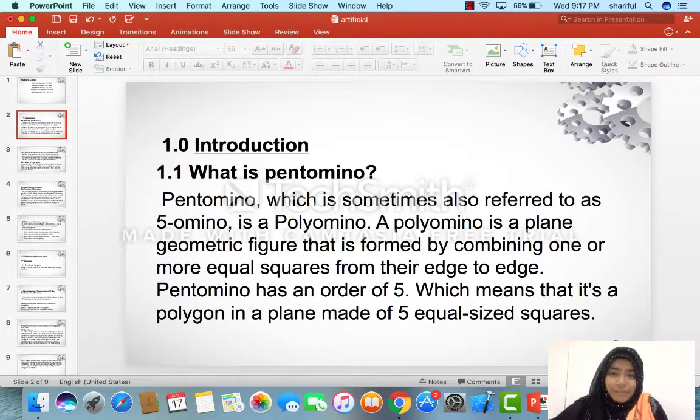For introduction, what is Pintomino? Pintomino is basically a polymino. Sometimes people also call it 5-omino. You form a polymino with plain geometric figure by combining one or more equal squares from their edge to edge. It is a polygon in a plane made of 5 square sides.